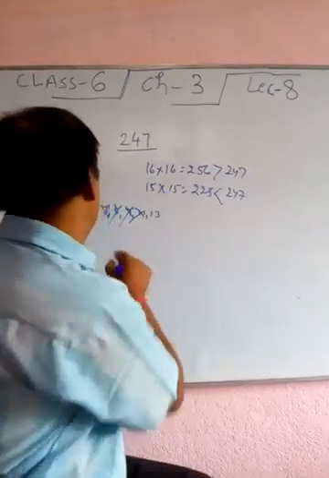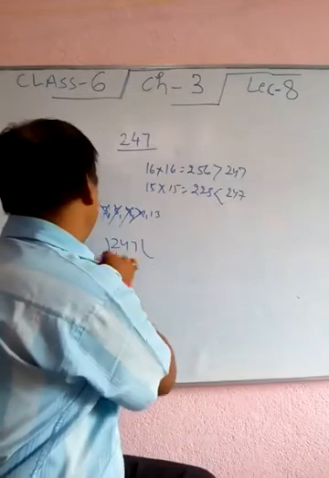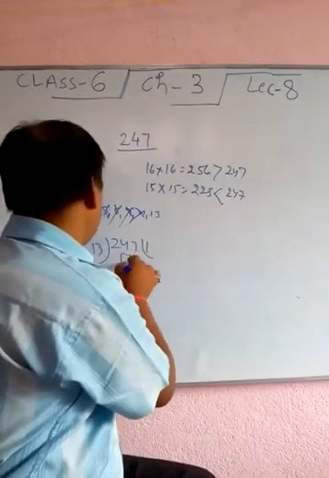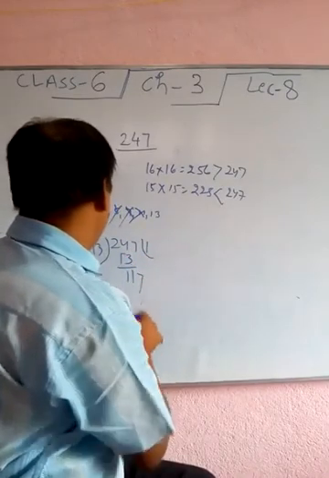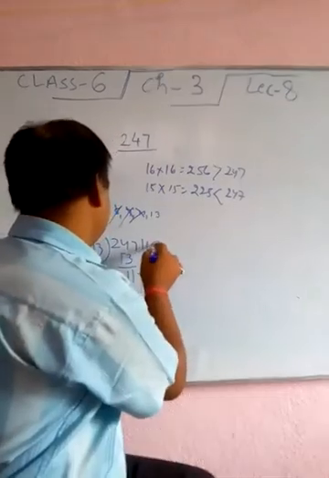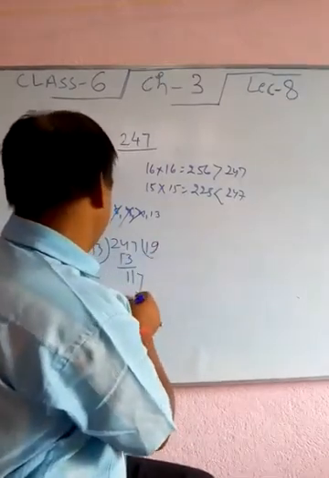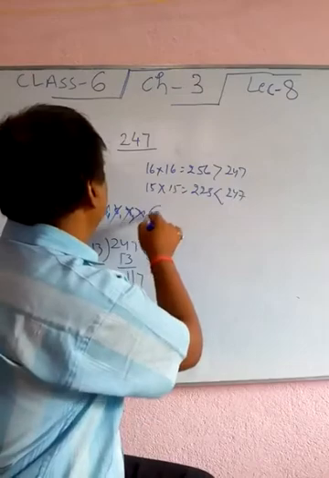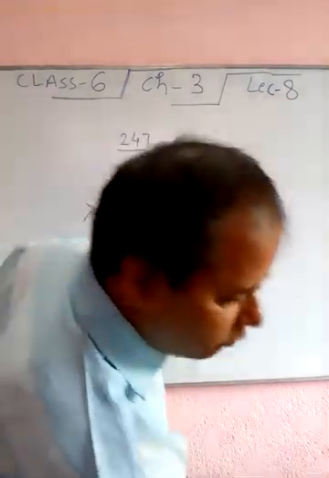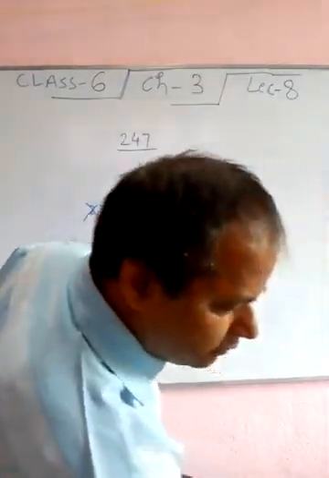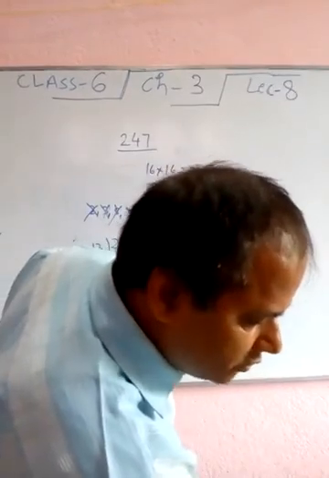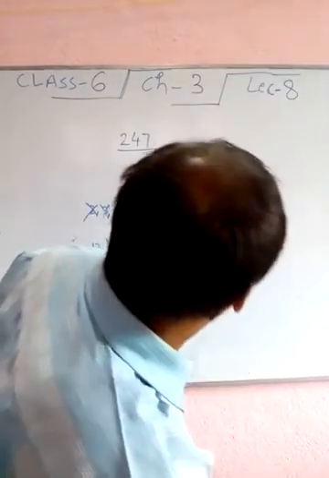Thirteen: 247 divided by 13 is 19. Yes, divisible by 13. So 247 is not a prime number.